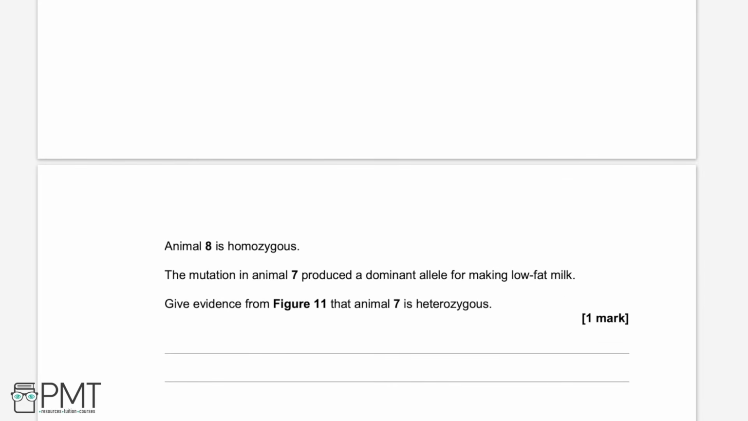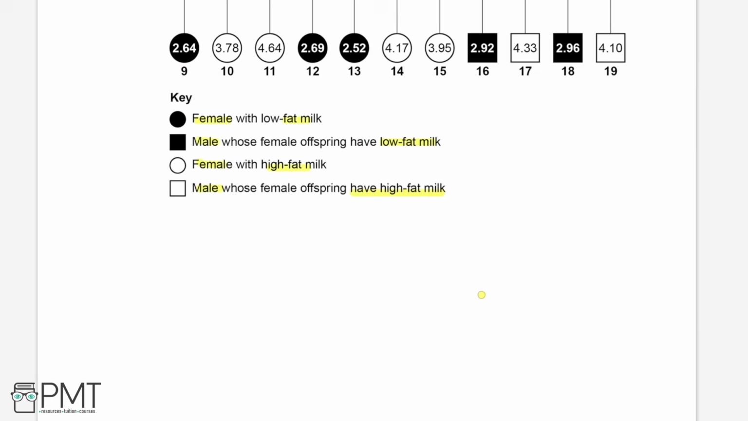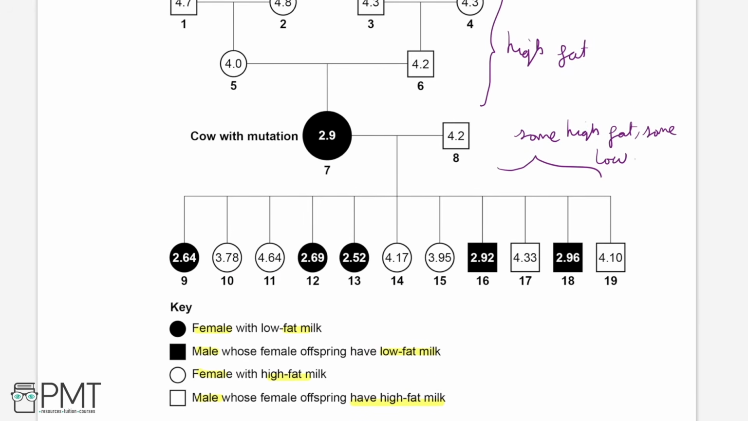Well, the question asks us the following. It states that animal 8 is homozygous. The mutation in animal 7 produced a dominant allele for making low-fat milk. Give evidence from figure 11 that animal 7 is heterozygous. Well, let's have a look back to the diagram and discuss this.